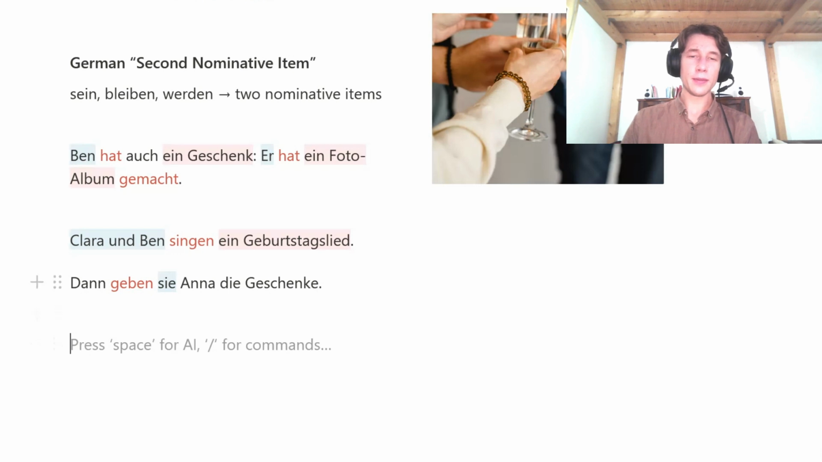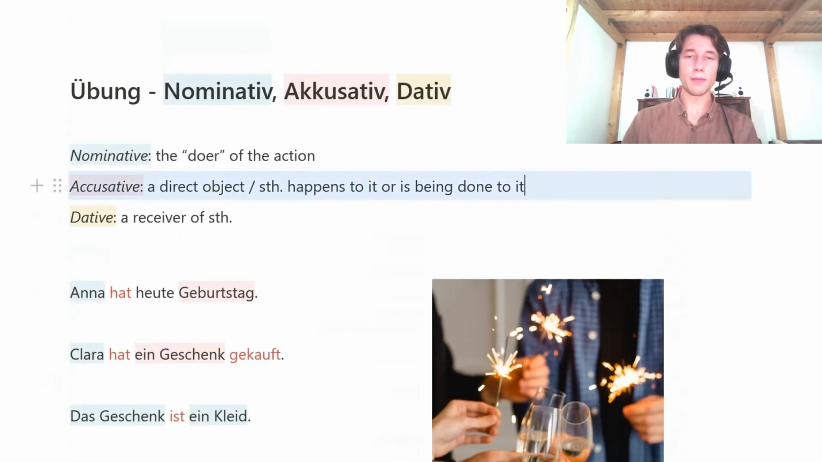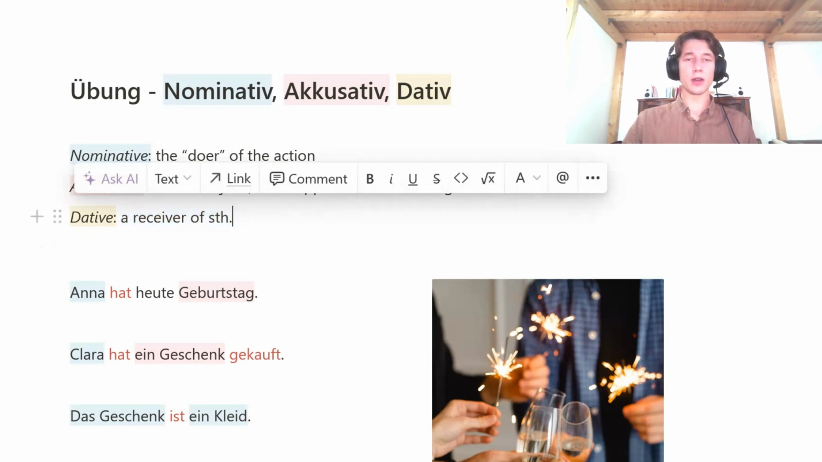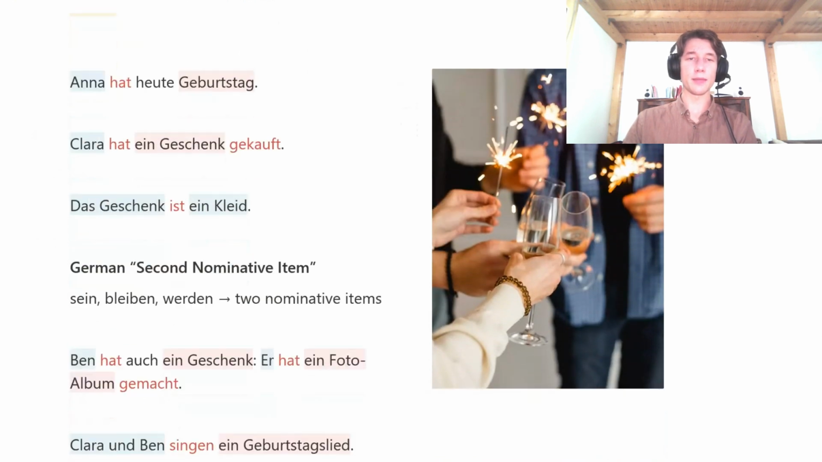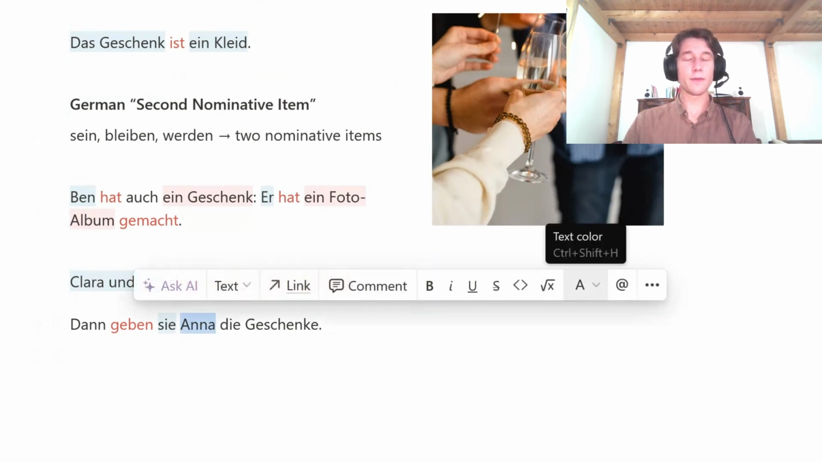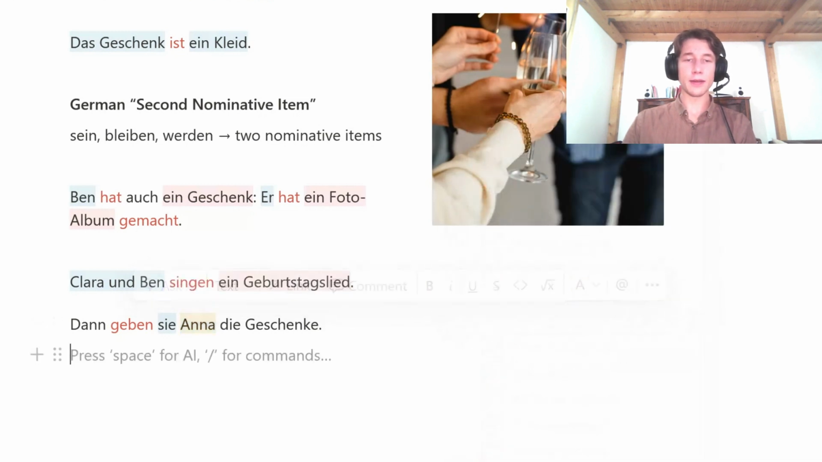So they're giving the presents to Anna. Let's take a look at Anna. Is Anna a direct object? Is something being done to her or is something happening to her? Well, kind of, right? Like she's being given something. But it would be more accurate to say that she's a receiver of something. She actually receives something. She gets the presents. Meaning, Anna, this is the more fitting function of Anna in this sentence, is our first dative object here.